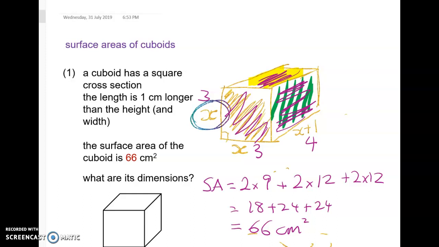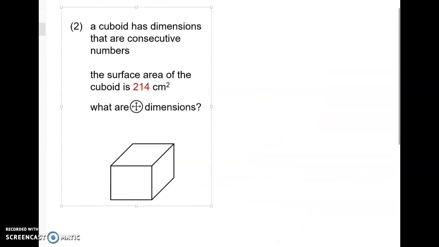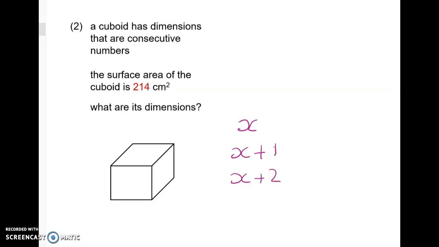Now, that was a really long video. So what I'm going to do is just show you the next 3 questions. And I'm just going to pause it. And I'll come back and do some answers for those later on. But they follow exactly the same pattern. So here's the second one. This cuboid has got dimensions that are consecutive numbers. So for consecutive numbers, here's your clue. You might want to use x, x plus 1, and x plus 2. And you're going to end up with a quadratic, a bit like the one we had in the first one.